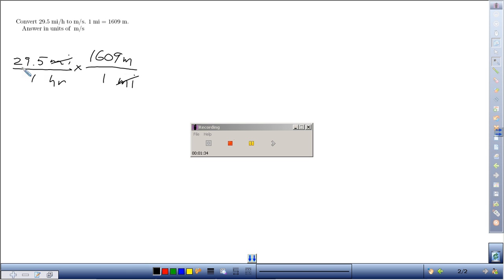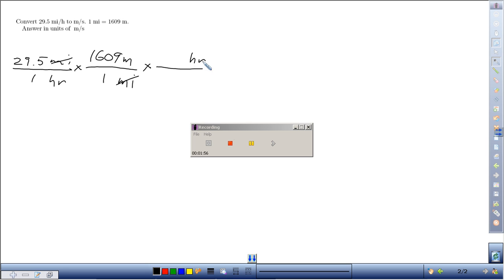If I just stopped at this and multiplied 29.5 times 1609, that would give me meters on the top and hours on the bottom. That would give me meters per hour, which is not what I want. I need to get hours into seconds. So again, I'm going to write times and draw another line. Now I've got hours on the bottom. So to get rid of hours on the bottom, I've got to put hours in the top.